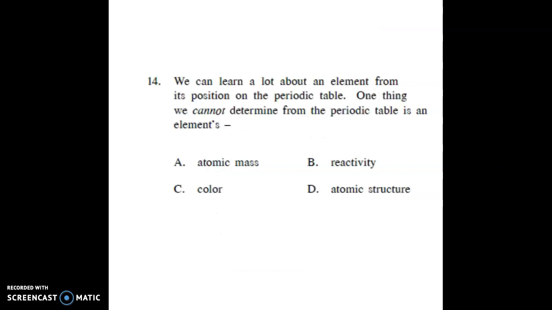Question 14. We can learn a lot about an element from its position on the periodic table. One thing we cannot determine from the periodic table is an element's A. Atomic mass. B. Reactivity. C. Color. Or D. Atomic structure.